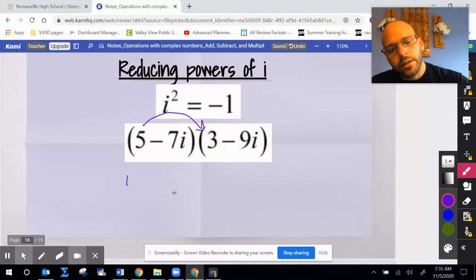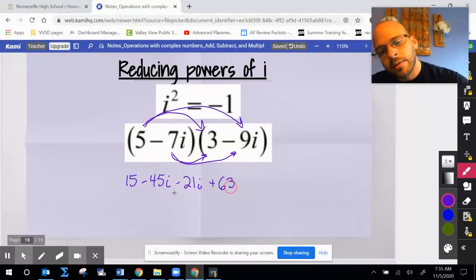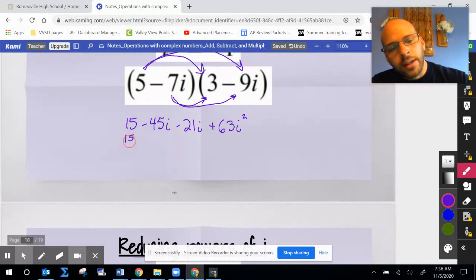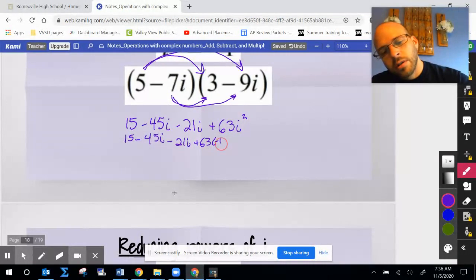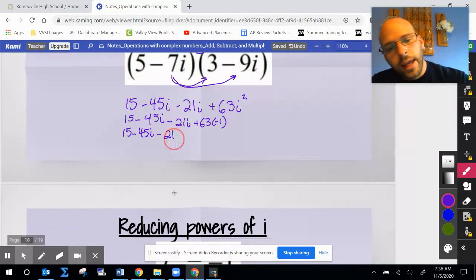So 5 times 3 is 15. 5 times a negative 9i is a negative 45i. Negative 7i times 3 is a negative 21i. And negative 7i times a negative 9i is a positive 63i squared. Okay, so now we're going to write this instead of i squared. We're going to put in a negative 1. We're going to multiply that 63 times a negative 1 gives me a negative 63.